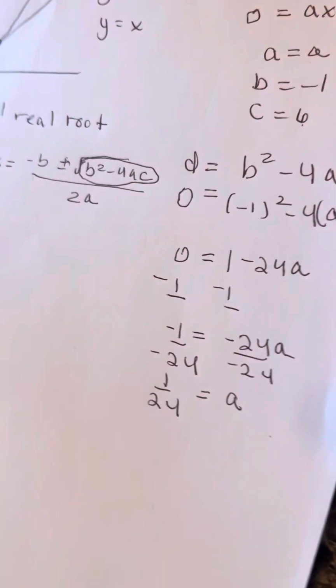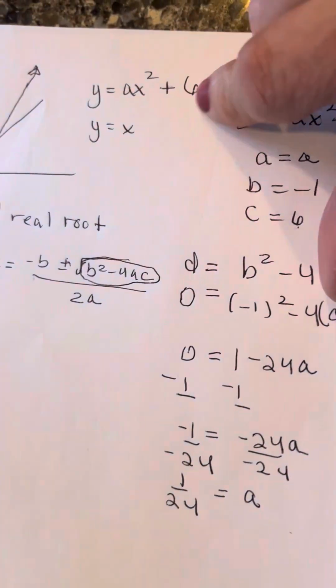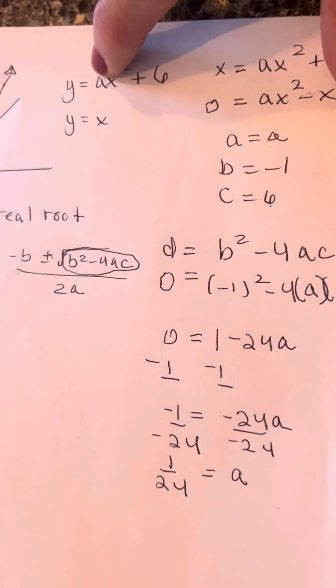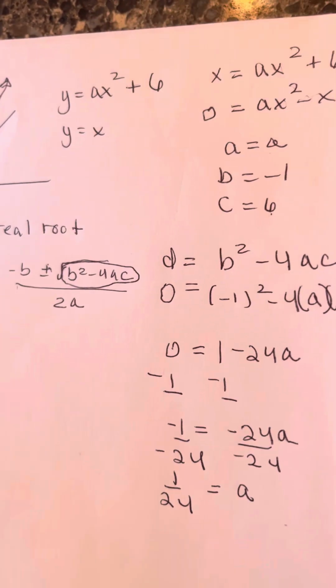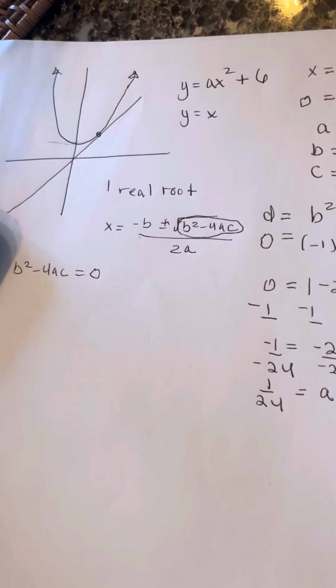So that was the answer to that first problem that we couldn't figure out. And so you would just put 1 over 24 in for a. So I'm sorry that we didn't get to that.